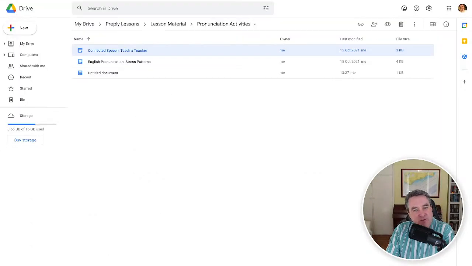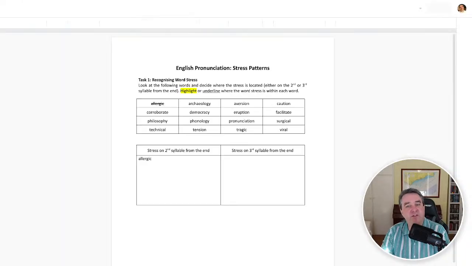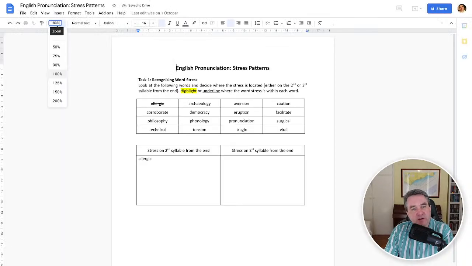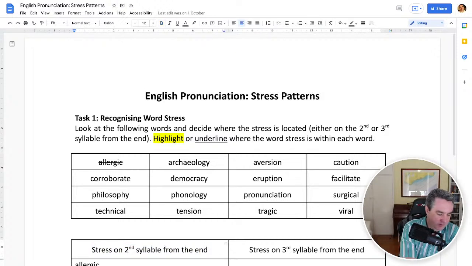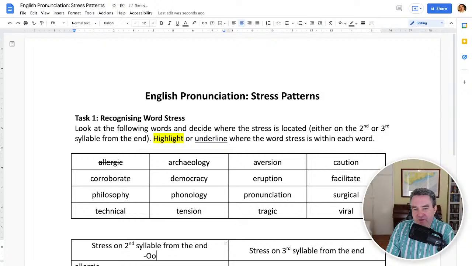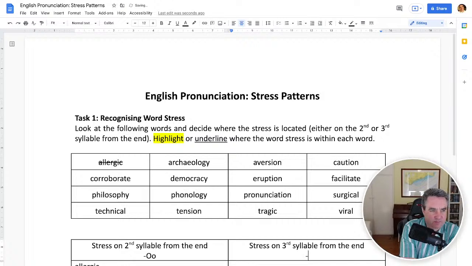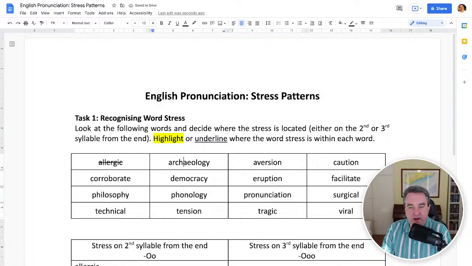And then finally, the stress patterns. And one thing that I like to focus on is stress patterns, because it really helps the learners understand how words are stressed. You know, certain words or certain syllables are stressed within a word. And here we have a stress on the second syllable from the end. So like this, or stress on the third syllable from the end. And I'll put that down here like that. So for example, we have this word, archaeology.